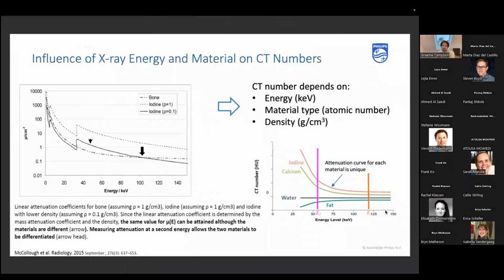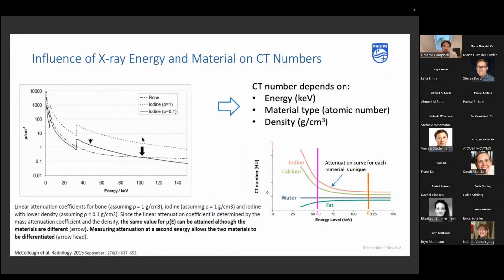So how does that work? How can we do that? Well, if we would look at the attenuation over different energies of the X-rays. CT is based on attenuation of X-rays, and the more attenuation we have, the more dense a material is, or the higher the atomic number of that material. And if we look at the average energy of an X-ray beam, maybe around here somewhere, 70 up to maybe 80 or 90 kiloelectron volts, distinguishing between bone and iodine would be very difficult.